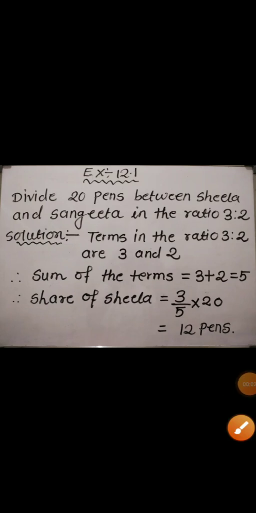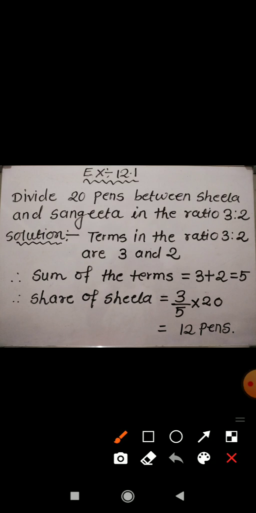Students, in this video I am going to explain question number 14 and 15 of exercise 12.1. Come to question number 14 first. The question is, divide 20 pens between Sheila and Sangeeta in the ratio 3:2.